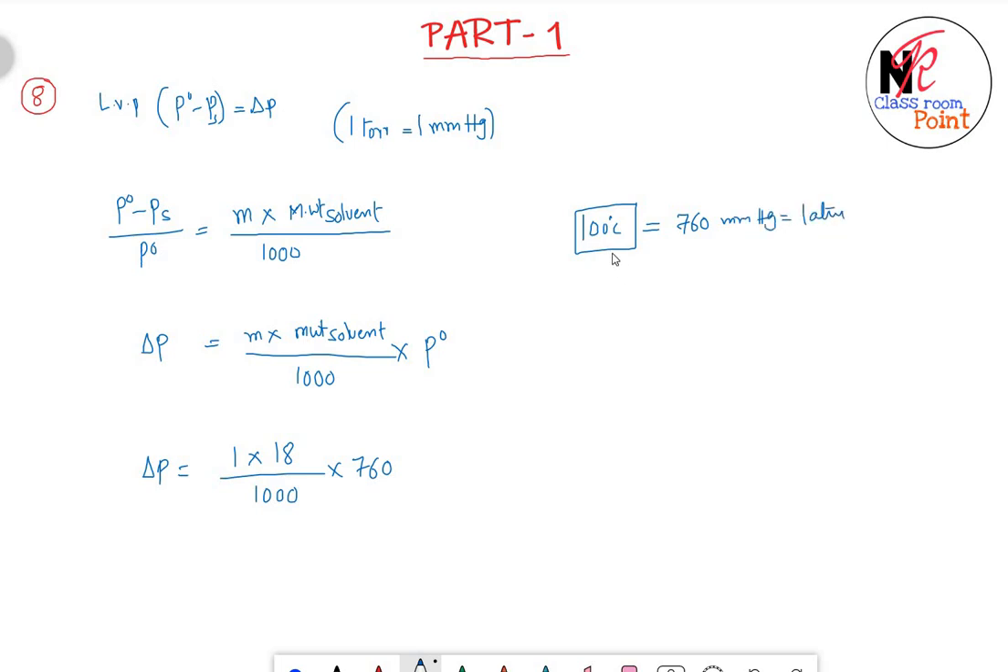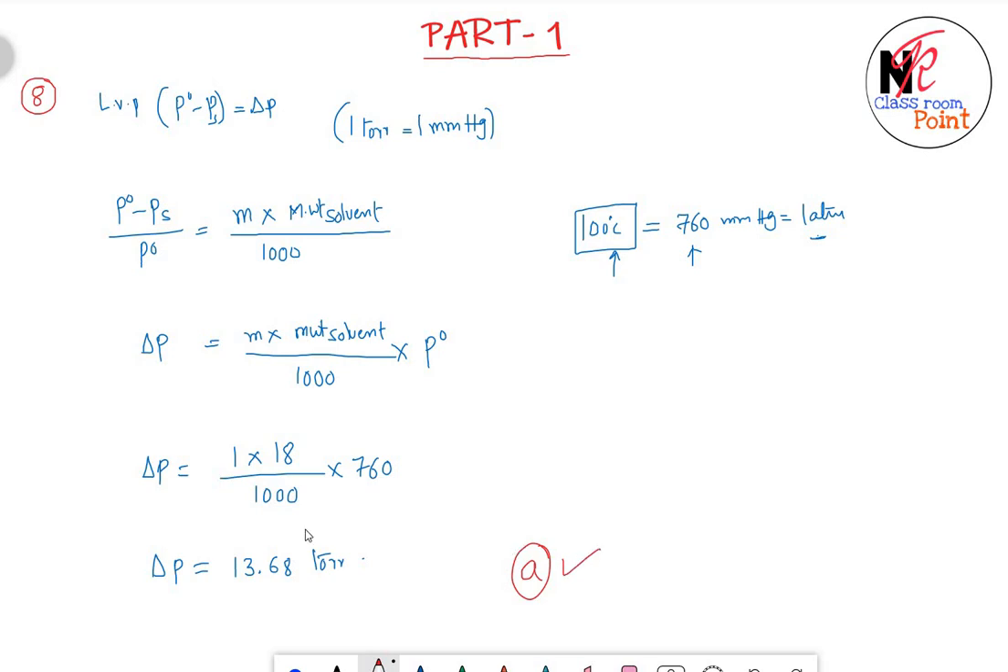Why? Because this is the boiling point of pure water. The boiling point definition is the temperature at which the vapor pressure of a liquid becomes equal to atmospheric pressure. Atmospheric pressure is 760. That is the reason the pure liquid vapor pressure, that means solvent vapor pressure P naught, I have taken as 760 millimeters of mercury here. By solving all these, for the lowering of vapor pressure we get 13.68 torr. Hence option A is correct.